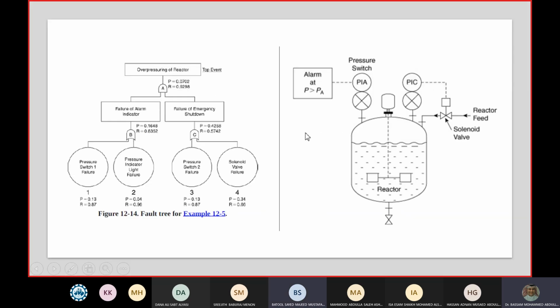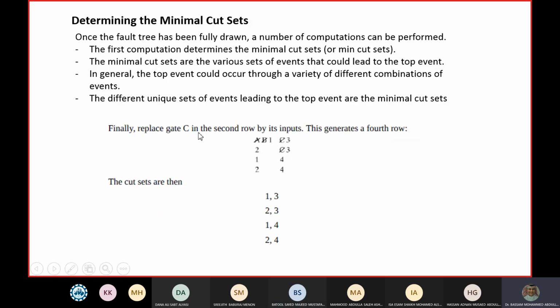Doctor, please go ahead. For example, the question when we calculate the reliability of the system, right? The question would be to calculate the reliability of the system. Excellent. You're definitely right. And the next part of the question is: what are the possible cut sets for the reactor to be overpressurized?